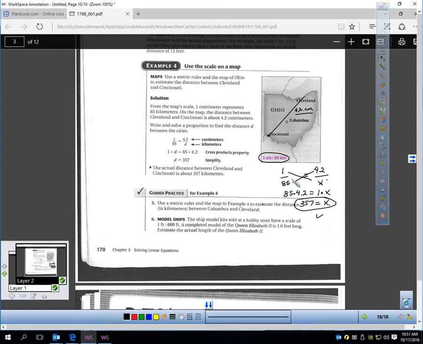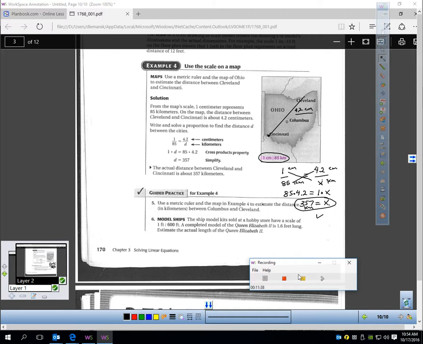Now, I erased my units out. Let me put them back in real quick. Centimeters, kilometers, centimeters, kilometers. Does it make sense that my answer is in kilometers then? Okay. I'm going to pause the video there. If you have questions, you can ask in class.